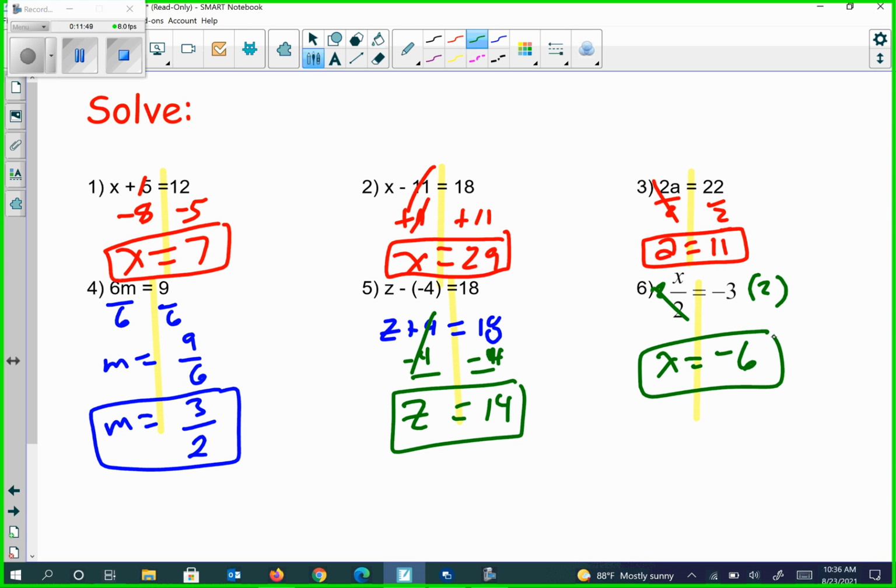Any questions about this so far? And yes, we'll get to a point where we're doing more and more and more steps. But this is just taking a baby step, saying, hey, we're doing one mathematical operation in order to get the variable alone.